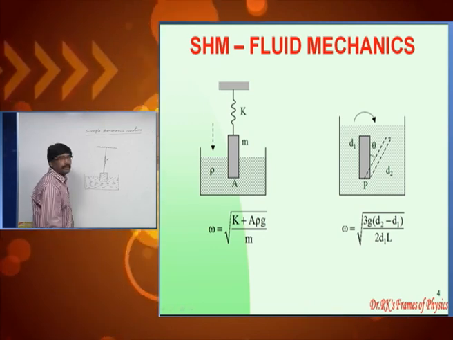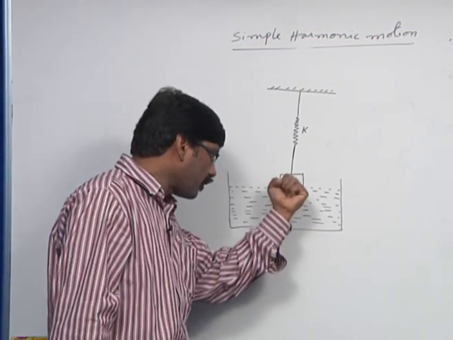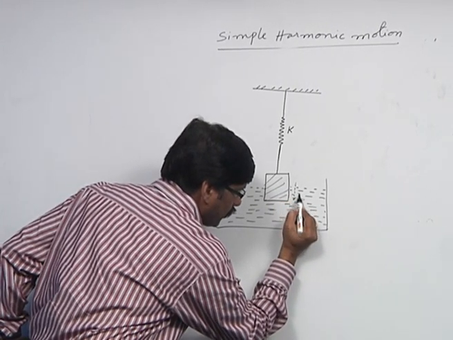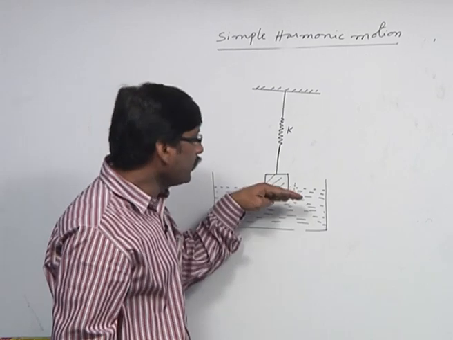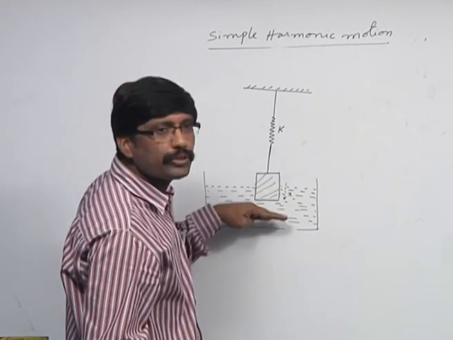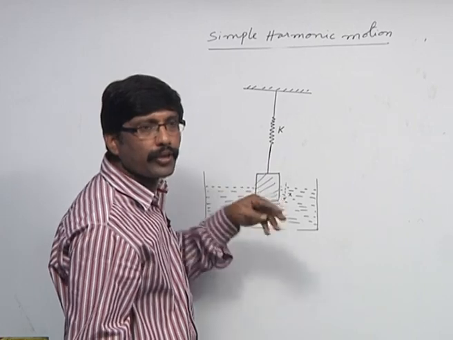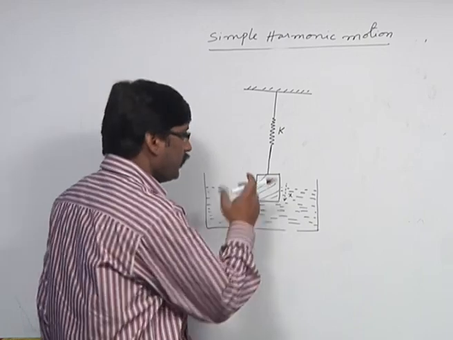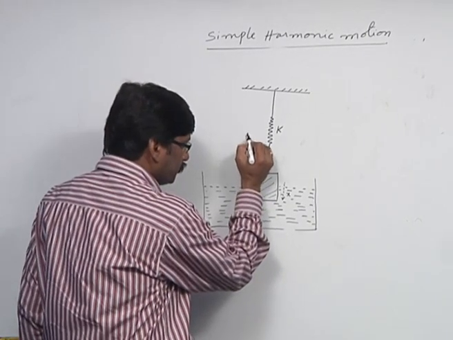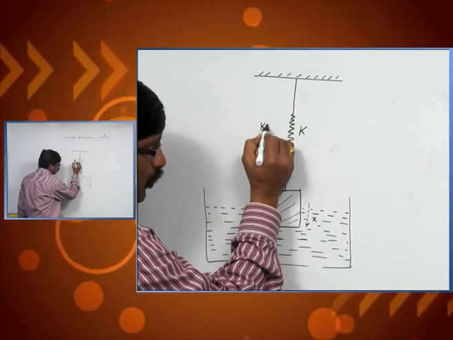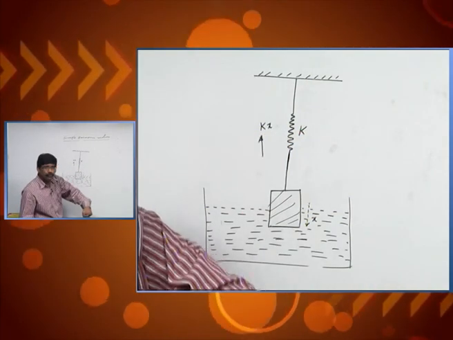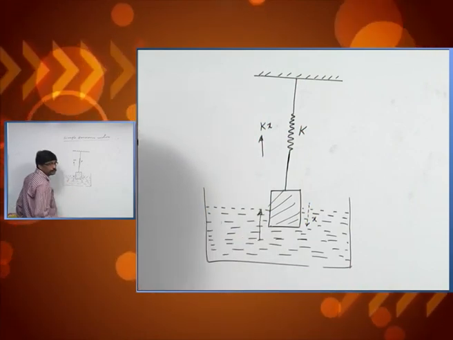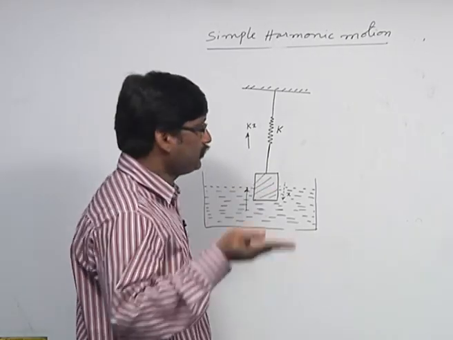Okay, that's all. So now, if I pull down by x and leave it, then it executes simple harmonic motion. You have to find what is the frequency of simple harmonic motion. Only the extra is, in addition to the restoring force due to spring, there is one more force acting up, that is upthrust.